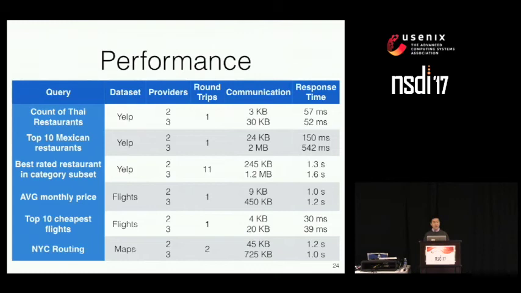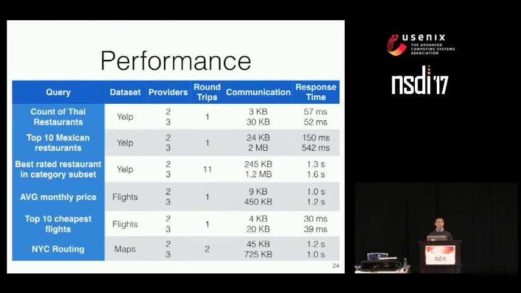So we evaluated our system using 2 and 3 providers because the performance, especially the communication cost, differs based on the number of providers. As you can see, we can run certain queries with very short response times. For example, to query the top cheapest flights between 2 destinations takes less than 40 milliseconds on a real network. We can do map routing on a New York City map in under 1.2 seconds.